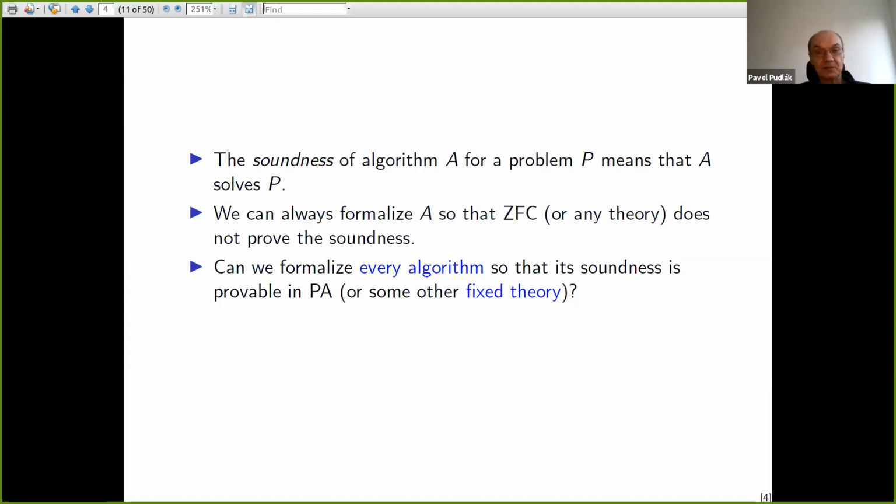But we can ask the opposite question, or something formally opposite. Is it possible to formalize every algorithm so that its soundness is provable in Peano arithmetic or some other fixed theory? Now, this question is vague, and unfortunately, I'm not able to formalize it in a way so that it doesn't have a trivial answer. But this is what I would be very much interested in. So instead, I will show today some related things that are not exactly this question, but of the same nature.